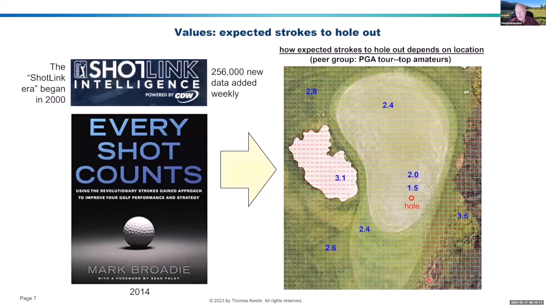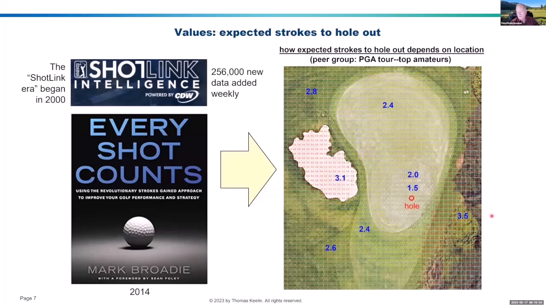That allows us to map every golf course in terms of the expected number of strokes to hole out for a given peer group from any location. So, for example, if the hole is right here on the right front of the green, if your ball is 8 feet from the pole, it turns out that good golfers make about half their 8-footers. They miss about half their 8-footers. 1.5 is the number of expected strokes to hole out from there. If you're farther away, like 32 feet, good golfers mostly 2-putt, but they 3-putt from there about as often as they 1-putt. So 2.0 is the expected strokes to hole out.